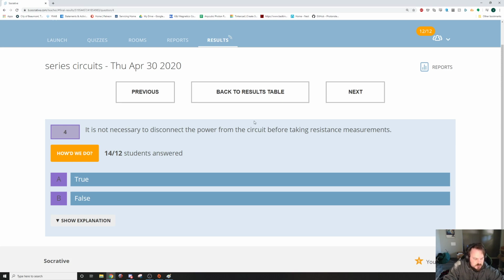To read resistance with a meter, you do have to disconnect power from the circuit. Because of how the meter reads resistance, it can get damaged if you have power on the circuit.